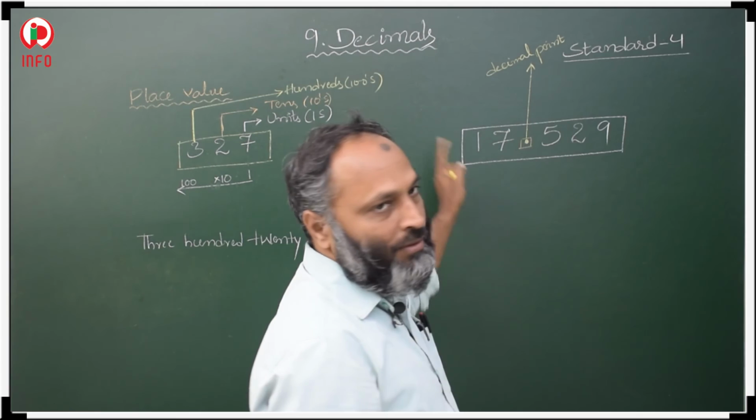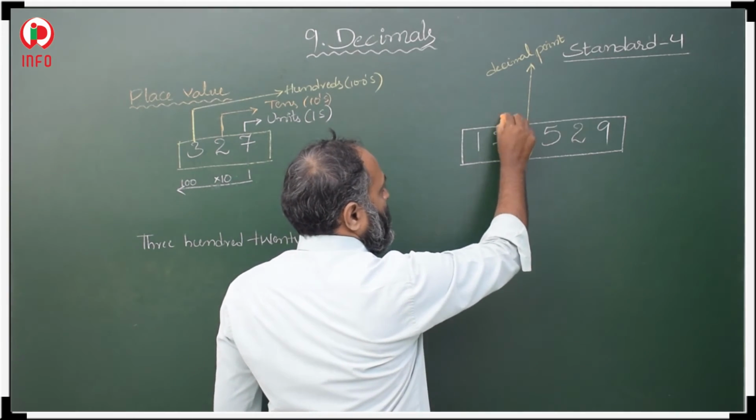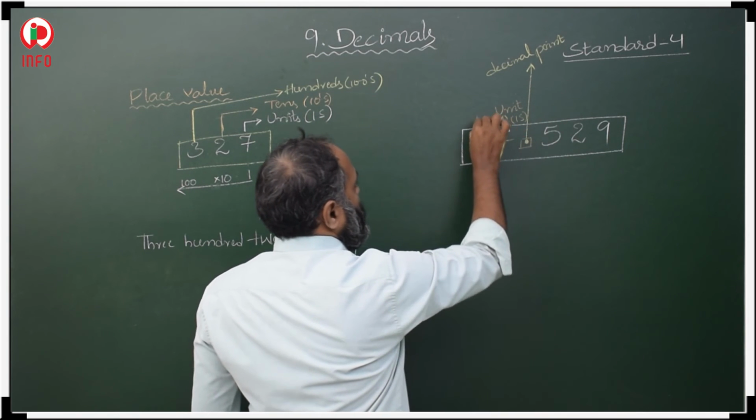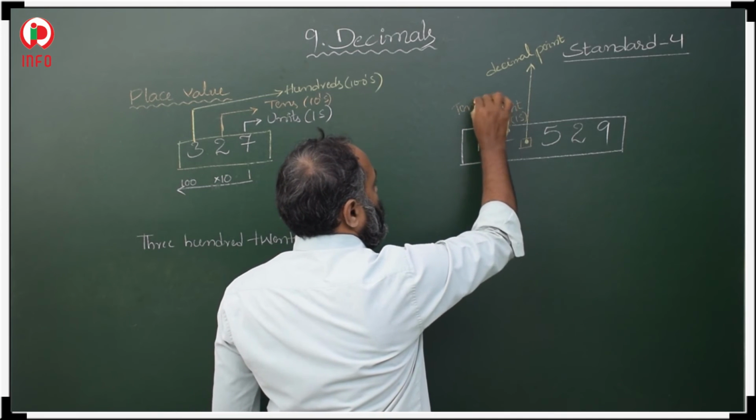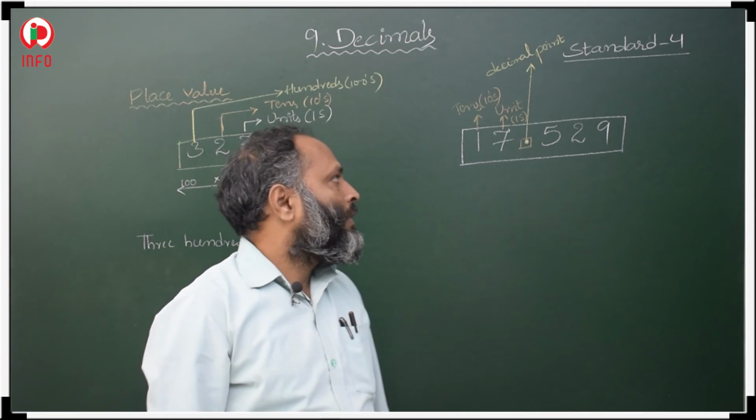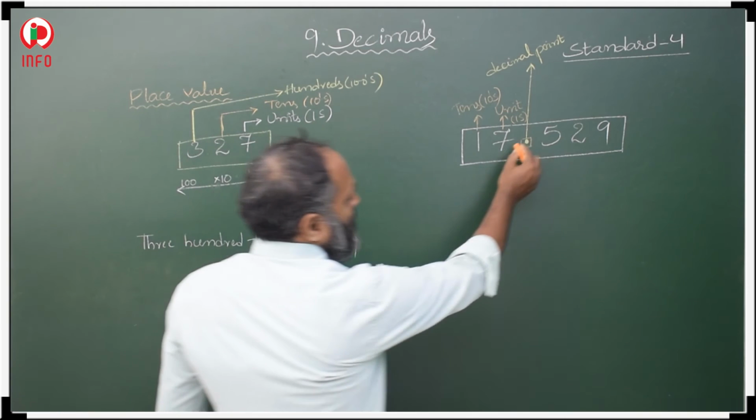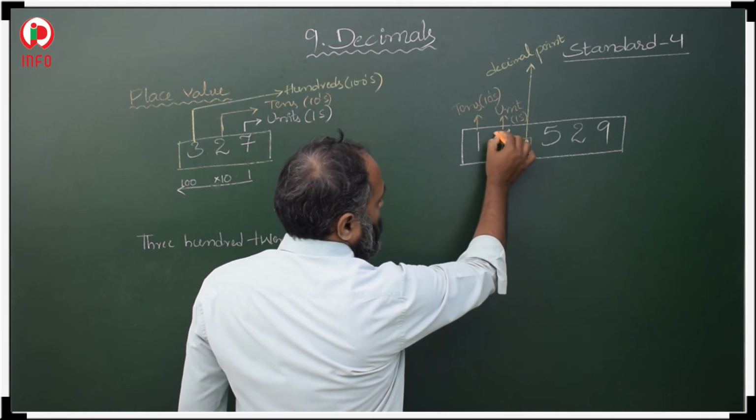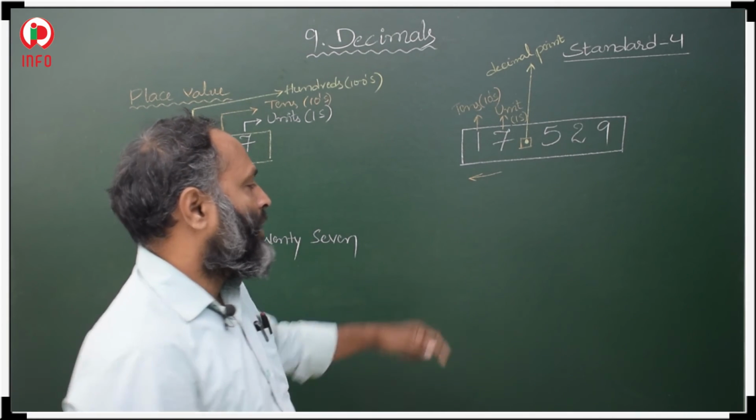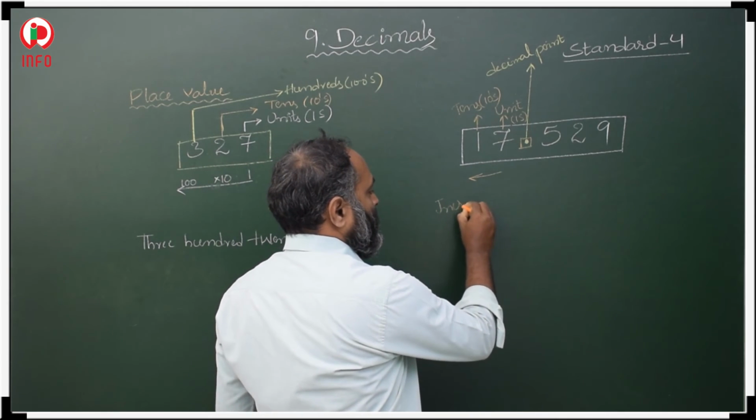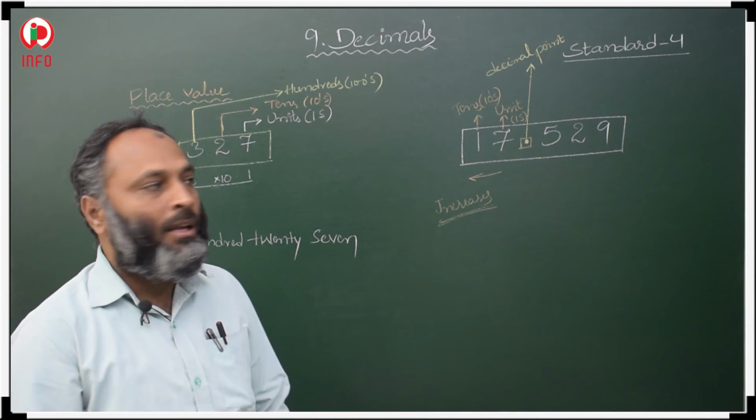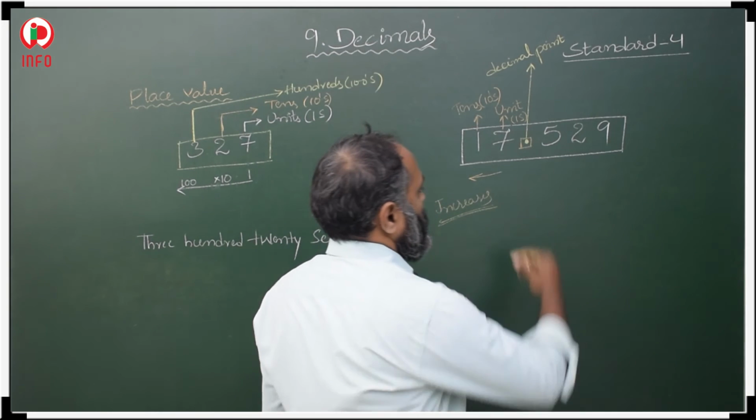Left of the decimal point, the first digit is unit. Unit means ones. The second one is tens. Okay, units and tens. So, in this decimal number, in the left places, if we move right to left, the place values increase.